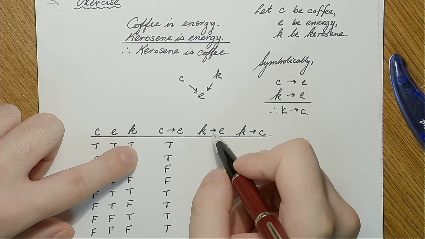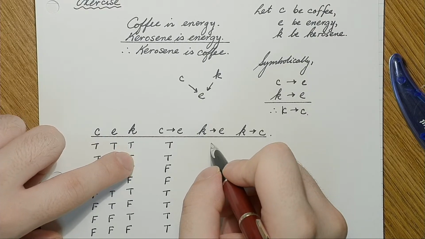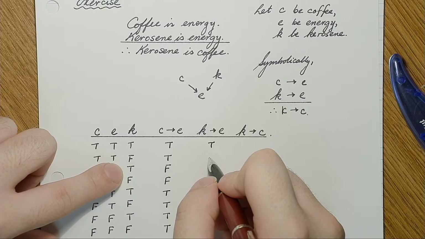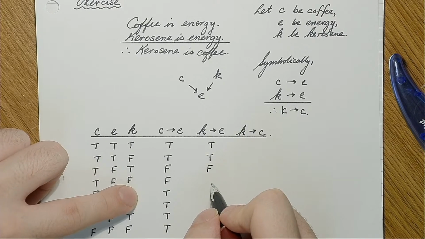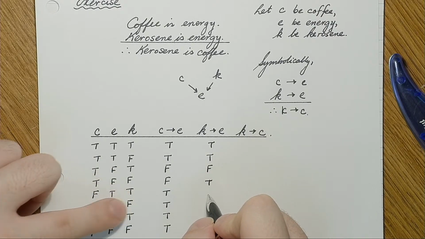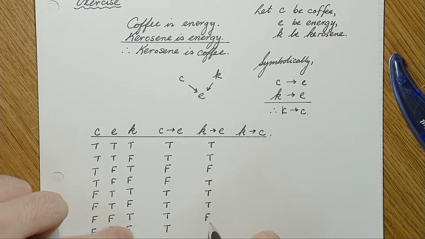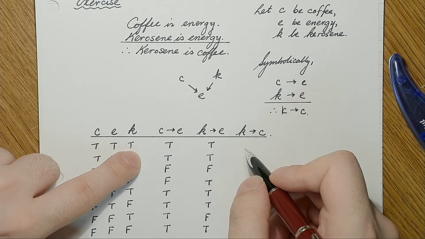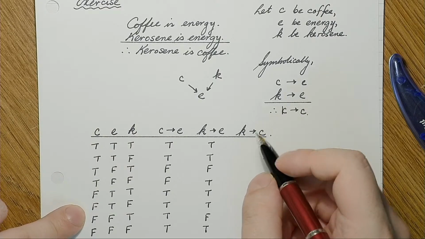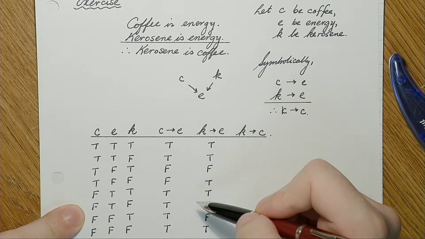Now we'll be going from kerosene implies energy, so from this column to this column. So true implies true, that's true, false implies true, good. And we just keep working down the column. Okay, and lastly, we do K to C, so it's from this column to this one. And hopefully you're all checking, make sure that I'm doing this correctly, that you're getting the same values I am.